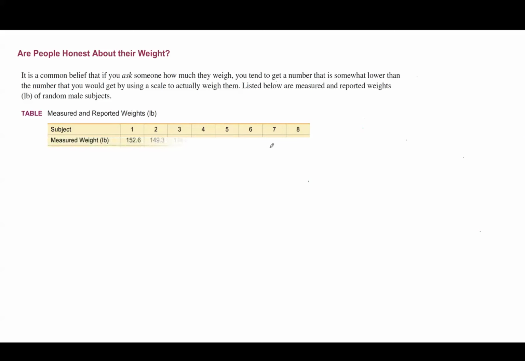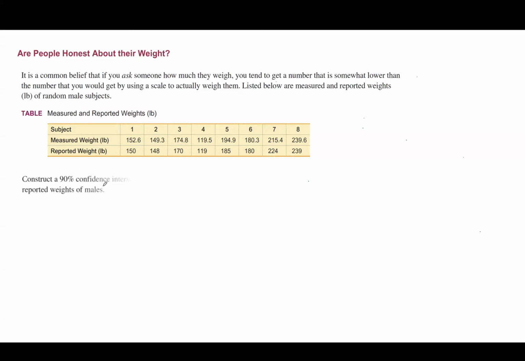So the data are divided into 8 subjects. For subject 1, the measured weight is 152.6. The second subject's weight is measured as 149.3. The third subject's weight is 174.8, and so on. And then the reported weight for the first subject is 150. The second subject is 148. The third subject is 170. But as you can see, there are differences between the measured weight and the reported weight.